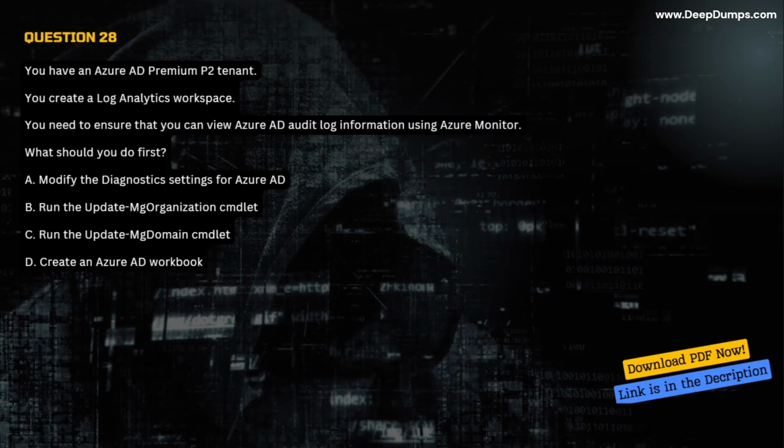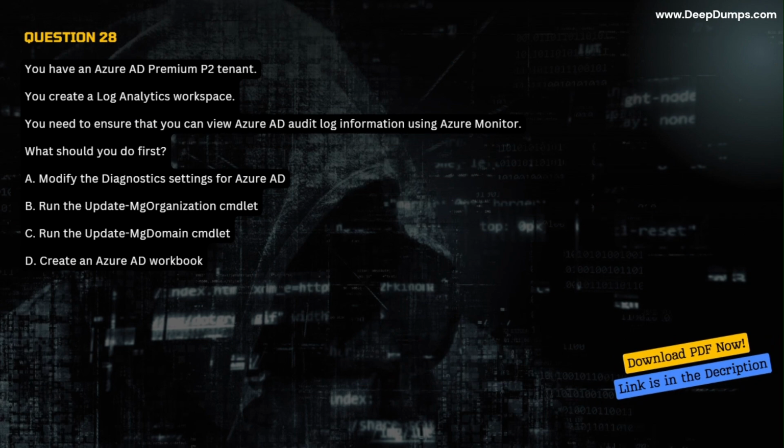Question 28. You have an Azure AD Premium P2 tenant. You create a Log Analytics workspace. You need to ensure that you can view Azure AD audit log information using Azure Monitor. What should you do first? A. Modify the diagnostic settings for Azure AD. B. Run the Update-MgOrganization command. C. Run the Update-MgDomain command. D. Create an Azure AD workbook.